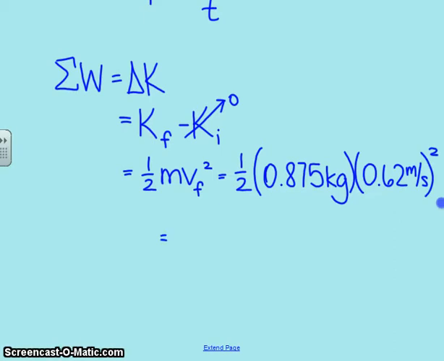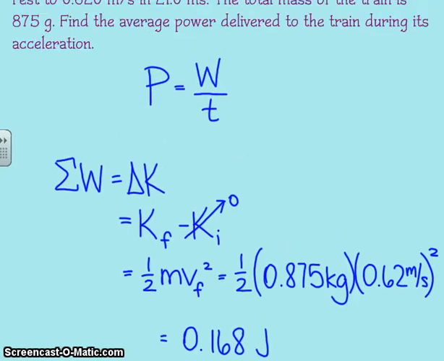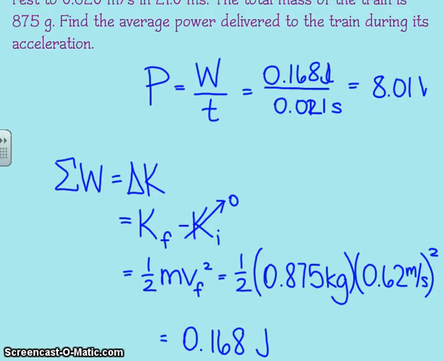And then I plug that into my calculator, and I find out that the net work, or the change in kinetic energy, is 0.168 joules. So I'll take that number, 0.168 joules, and I'll plug it in up here as my work. And I'll divide that by the amount of time, 21 milliseconds, or 0.021 seconds. And I find that the power delivered is 8.01 watts.